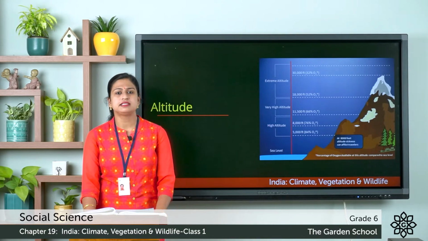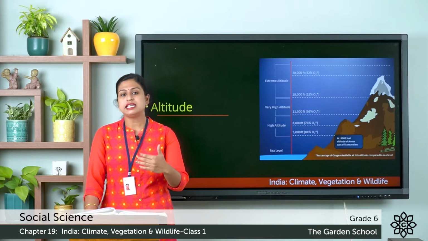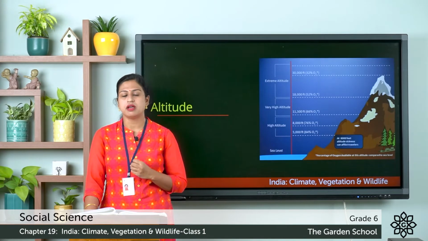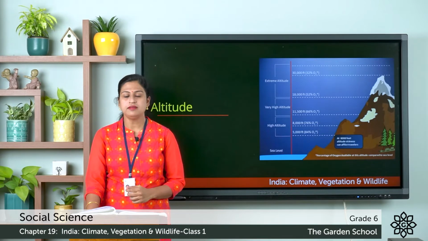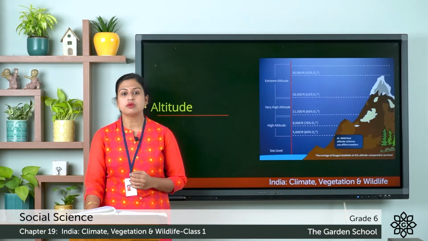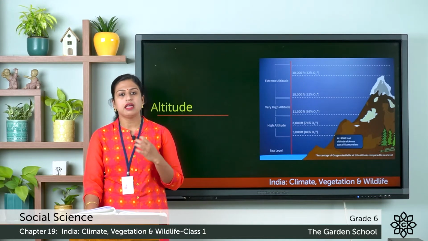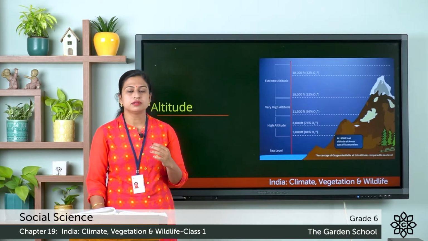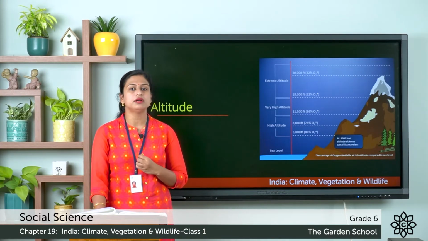For example, let's take two places, Ludhiana and Shimla. They are at equal distance from the equator, so they must have the same temperature, but here Shimla is cooler than Ludhiana. The reason is that Shimla is located approximately 2150 meters above the sea level, whereas Ludhiana is located approximately 250 meters above the sea level. So, altitude is one of the factors that influence the climate of our country.